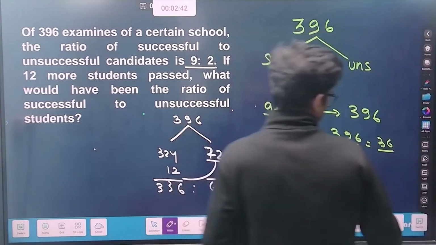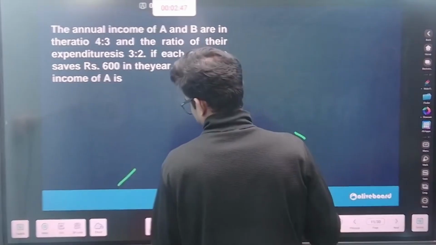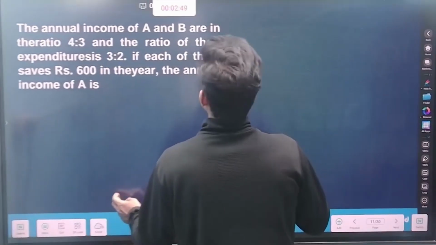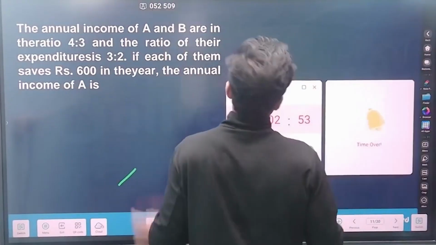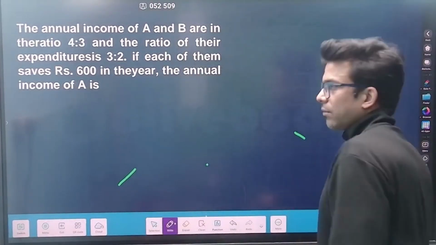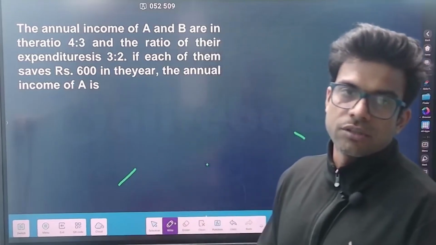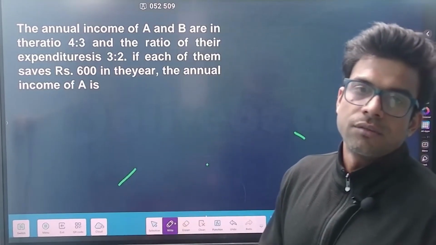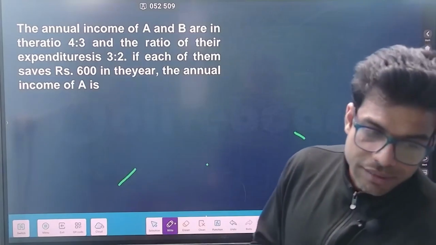Let's see one more question. Now there is a concept, let me guide you the concept here. The concept is of income and expenditure. That is a very important concept, everyone. It is a very important concept for all of you to understand, that what is income and expenditure.